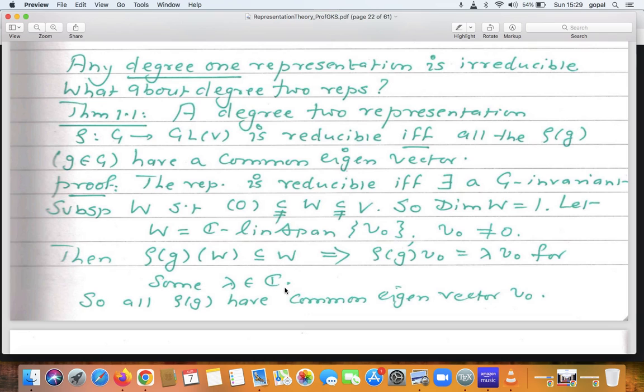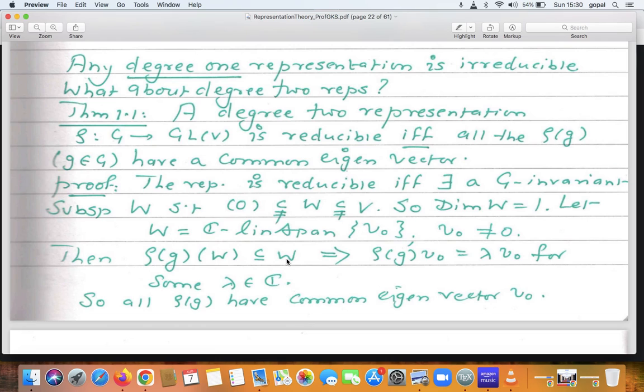Conversely, suppose it is reducible, that means there exists a G invariant subspace W, which is proper. That means that it is not 0 and it is not the whole thing. And since the dimension of V is 2, dimension of W must be 1. And so W must be the C linear span of some non-zero vector v naught.